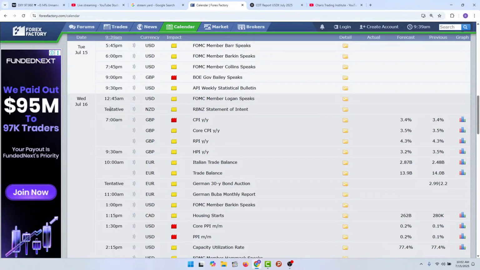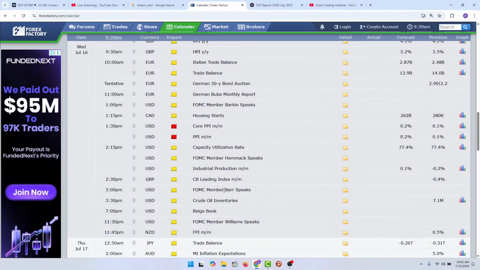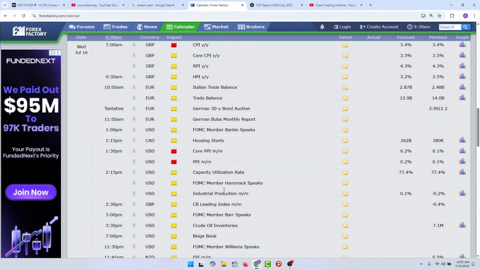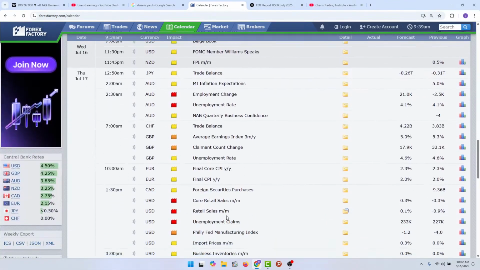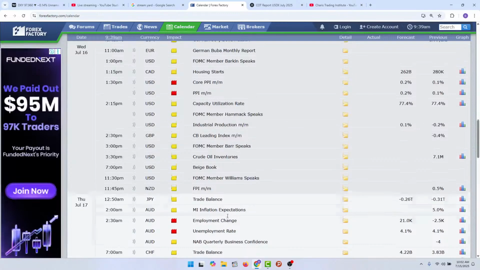Tomorrow you have CPI on GBP at 7 a.m., London open. I think apart from these two, you don't have any news events to avoid. So just be patient.